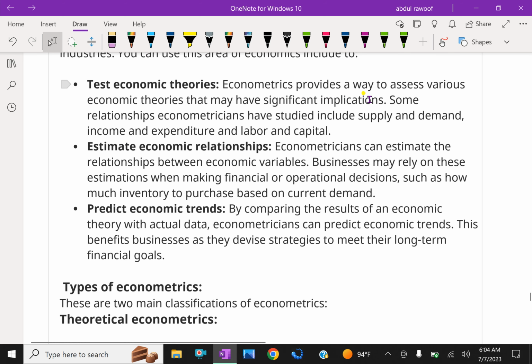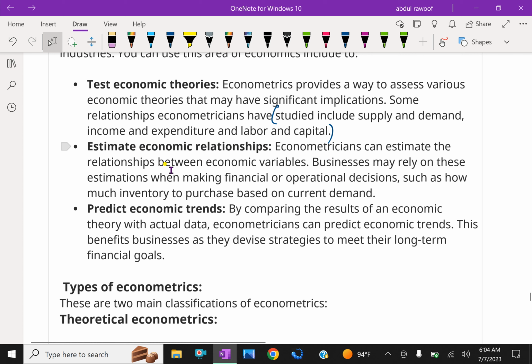Econometrics provides a way to assess various economic theories that may have significant applications. Some relationships econometricians have studied include supply and demand, income and expenditure, and labor and capital. These are main studies in econometric theories.